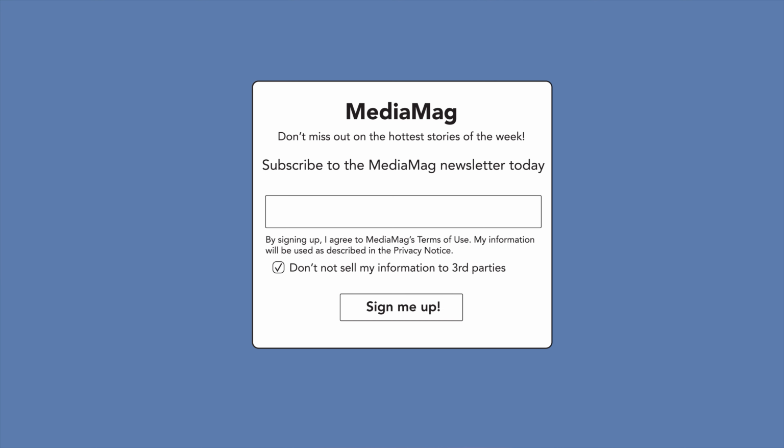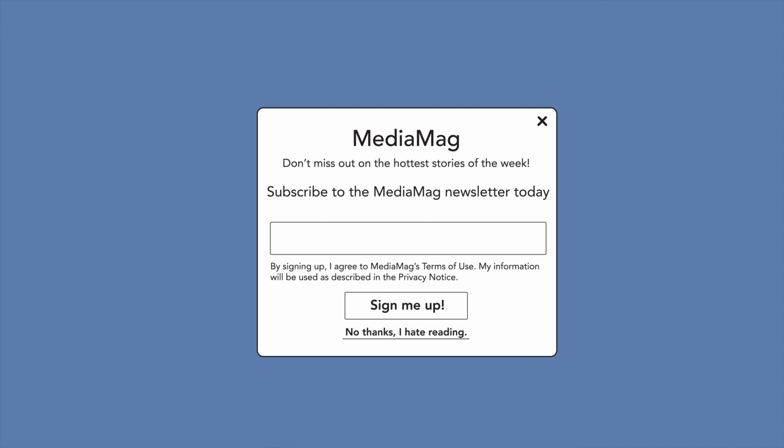For example, consider signing up for a newsletter from a news source and then encountering a checkbox that reads, "Don't not sell my information." This language, which uses a double negative, is intentionally confusing. The page hopes users will make a mistake and opt into selling their personal information, and that benefits the company.